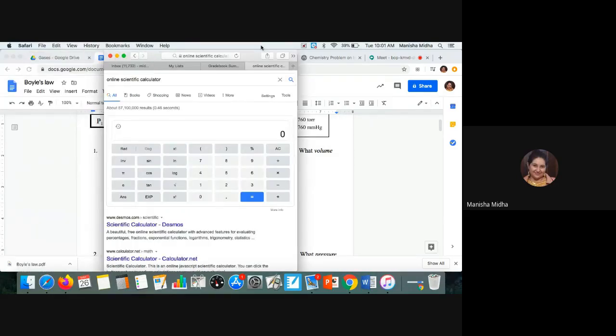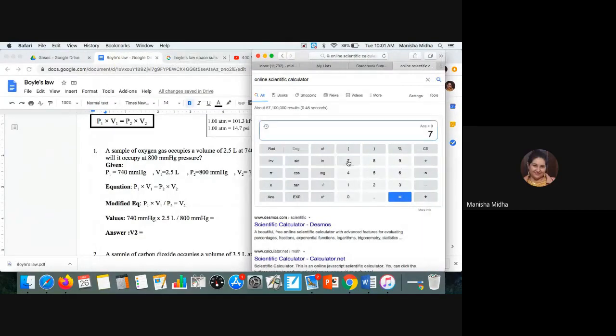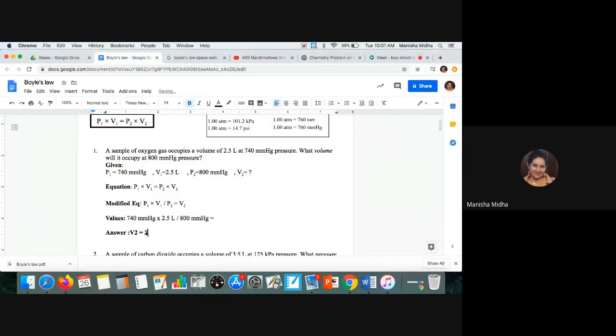How to solve for this question. 740 times 2.5 should be divided by 800 and you get 2.31. So the final value is 2.31 liters, and that is your final answer. Because volume is measured in liters, make sure you do write liters, and that's how it should be done.